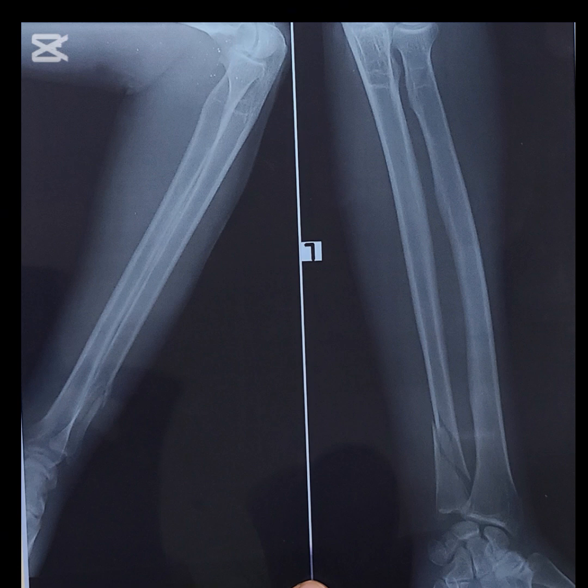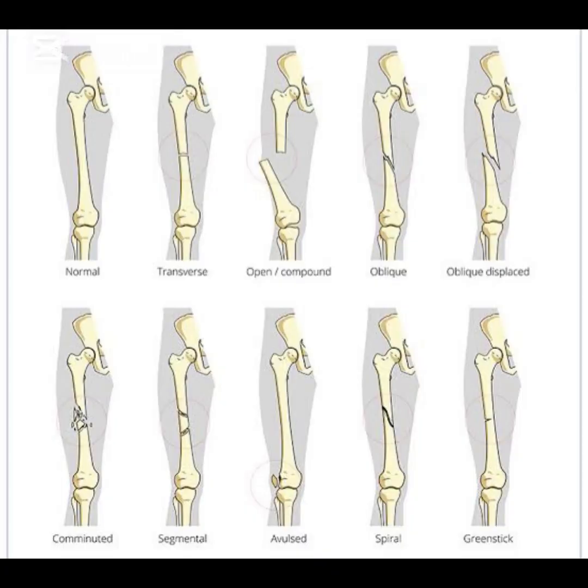Then when you look at the lateral view, you can still appreciate whether we have a displacement or not. Of course, after that, we have to look at the adjacent joints, that's the wrist and the elbow, whether they're okay, and also the whole length of the bones to make sure that we don't miss out anything.